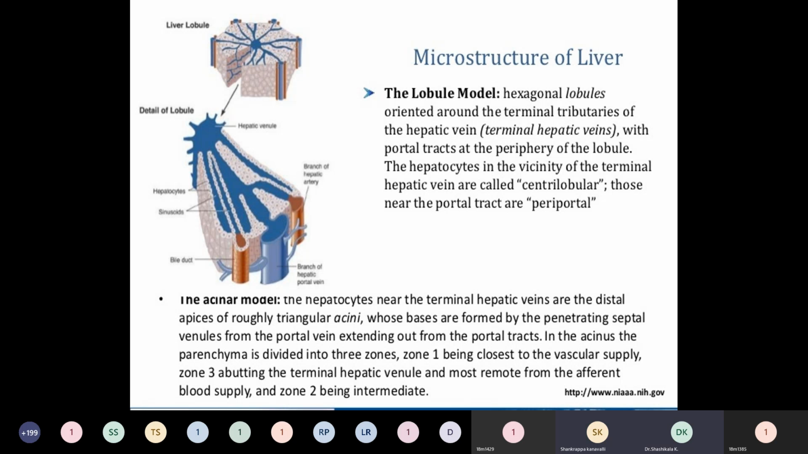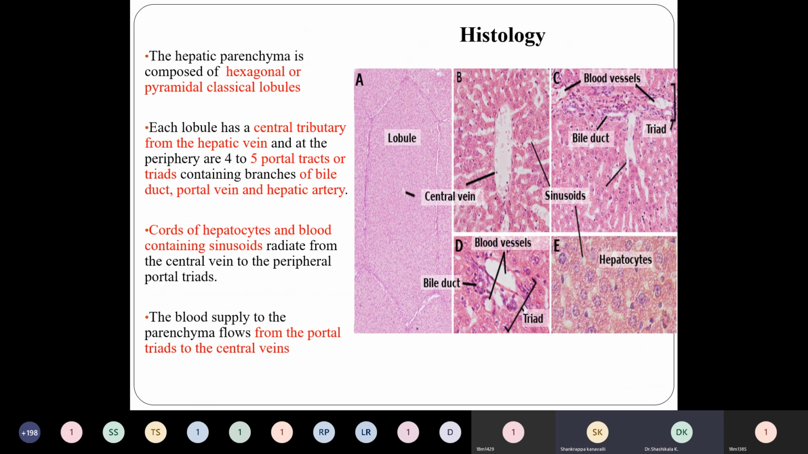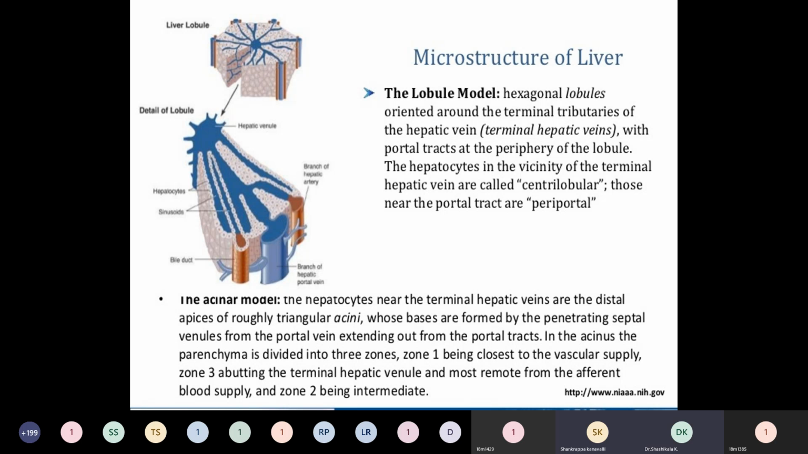So the microstructure of the liver. You have the lobule model as well as the acinar model. The lobule model is hexagonal lobules oriented around the terminal tributaries of the hepatic vein, which are called terminal hepatic veins, with the portal tracts at the periphery of the lobule. The hepatocytes in the vicinity of the terminal hepatic vein are called centrilobular. Those near the portal tract are called periportal. Then you have the acinar model.